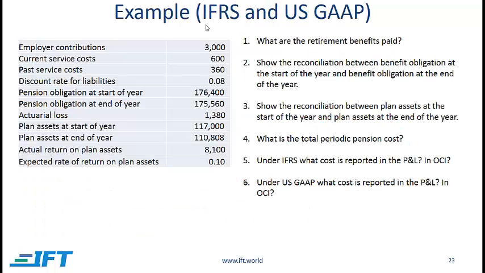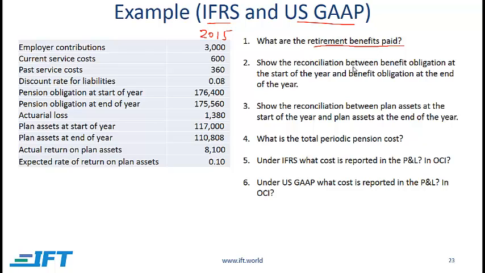We will now look at an example which compares IFRS and US GAAP. Let's say that for a given company we have this data, and this is data for 2015. We are told that in this year the employer contributions were 3,000, current service costs 600, and so on. We are also given the pension obligation at the start of the year, at the end of the year, the plan assets at the start of the year, end of the year, and so on. The first question is, what are the retirement benefits paid during the year? And this number would be the same for both IFRS and US GAAP.